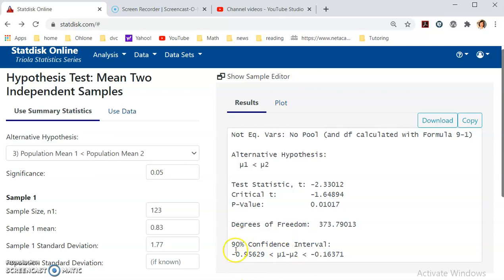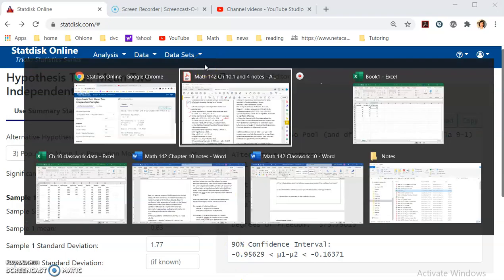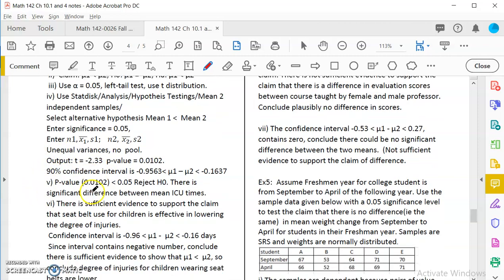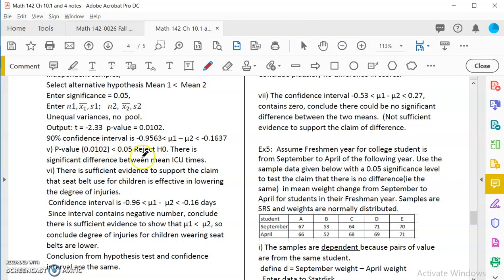90%. They create this for you. So let's go back to the notes. I ran this before, so it's negative 2.33 period upon this. It's a 90% confidence interval. That's the output, right? Then what should I make my conclusion?